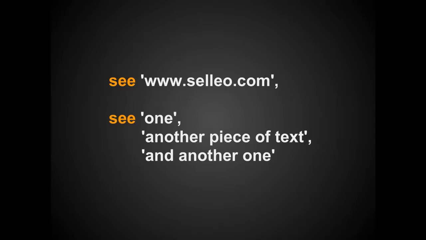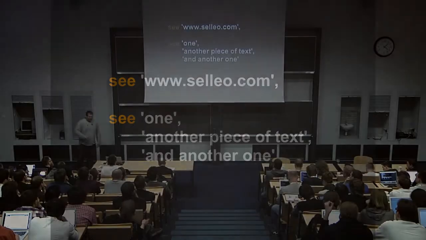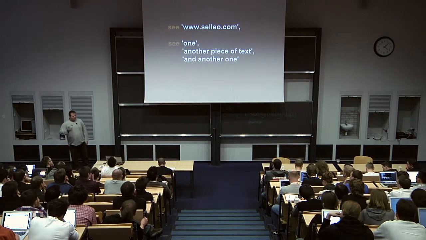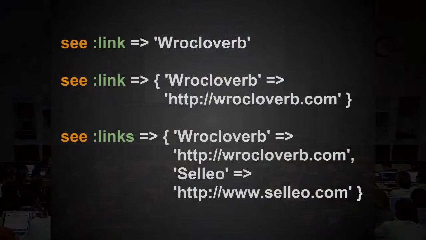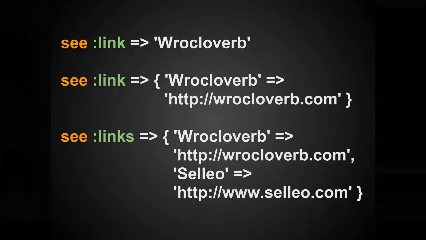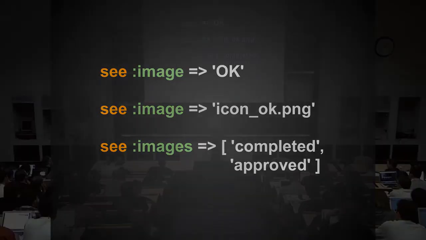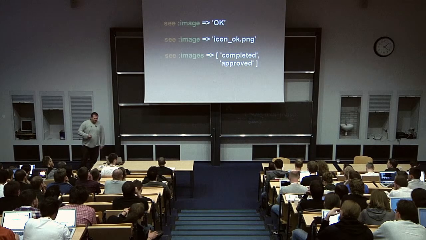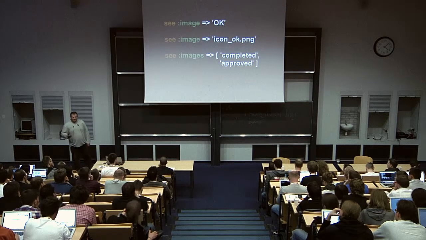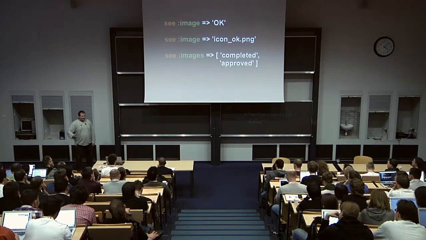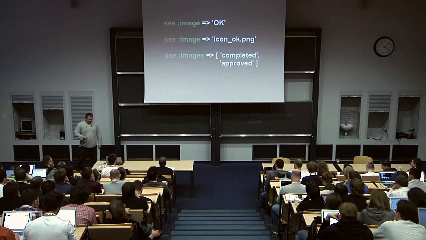Okay, next one is what users see and can judge that is present on the page. The simple one is the text. Of course, you can check more than one text in one call. Same with links: one link as a text, or a link within the URL, or multiple links at once. Images are looked up by the alt attribute or by the source attribute of the image tag.